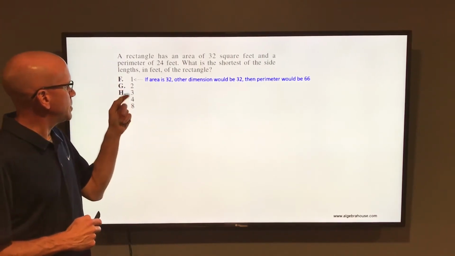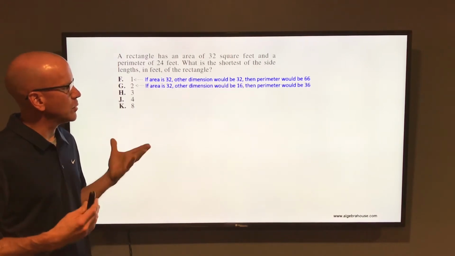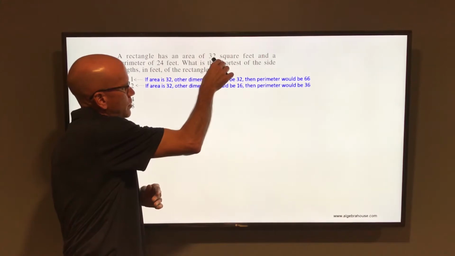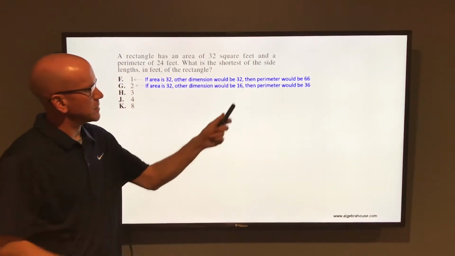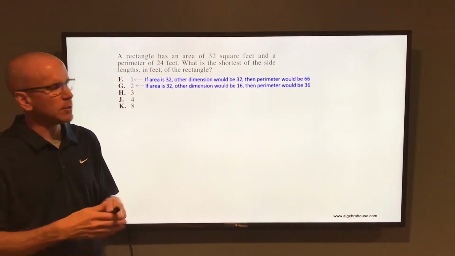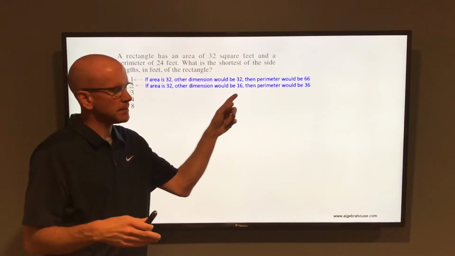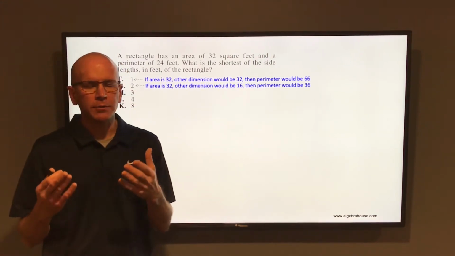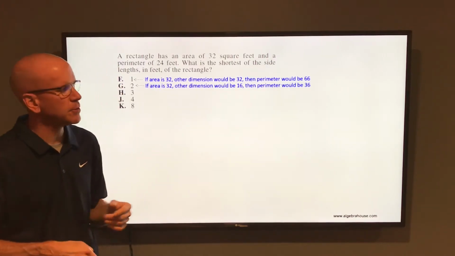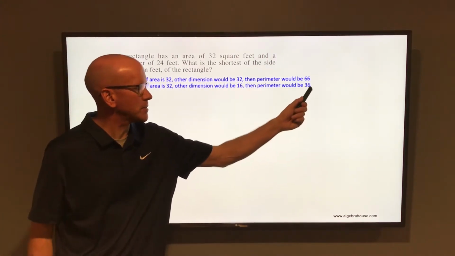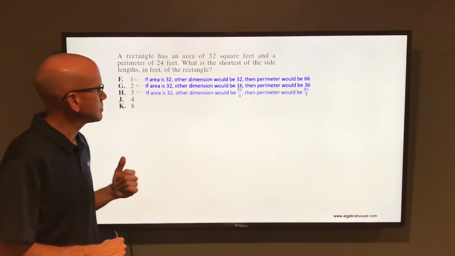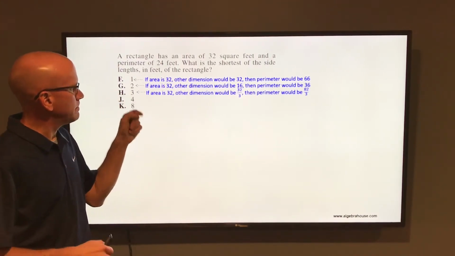Let's go to answer G here, 2. If 2 was the width, and the area is 32, that means the length would be 16. So you would have 2 16s and 2 2s. Well, that would create a perimeter that is 36. We need a perimeter of 24. That one's out.